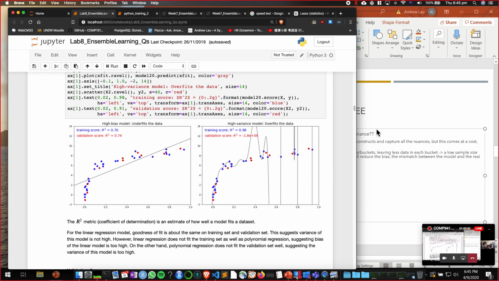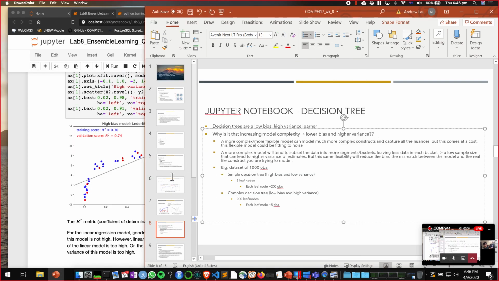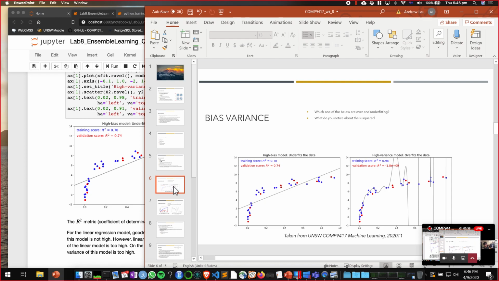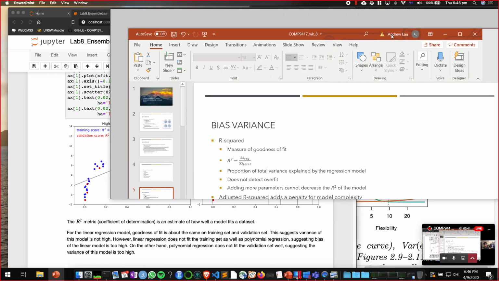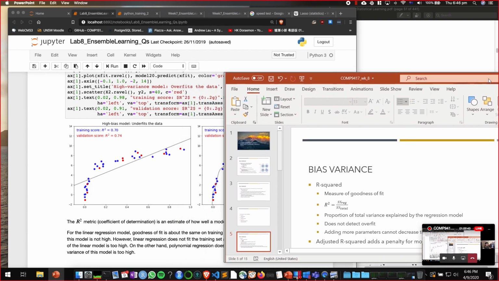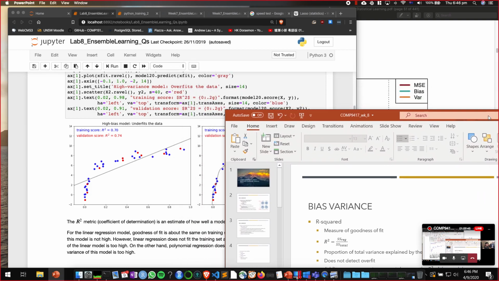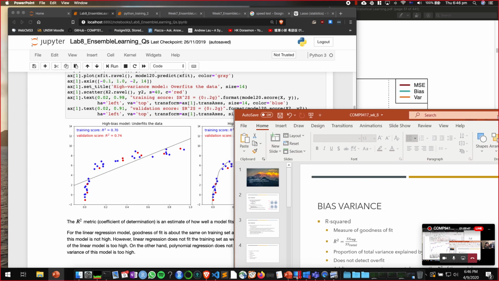The next thing I want to talk about is your R-squared metric. Now, R-squared is a measure of model performance. It's a measure of goodness of fit.